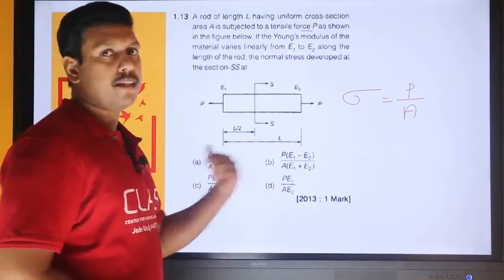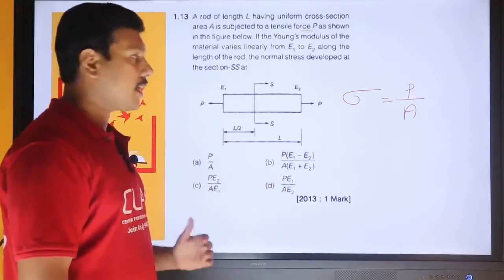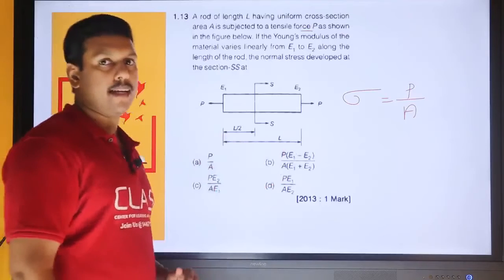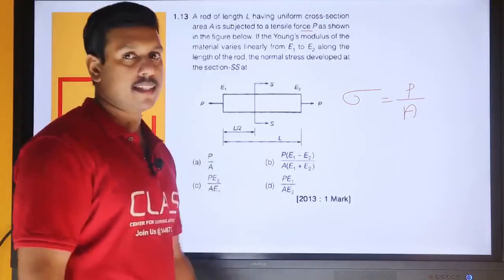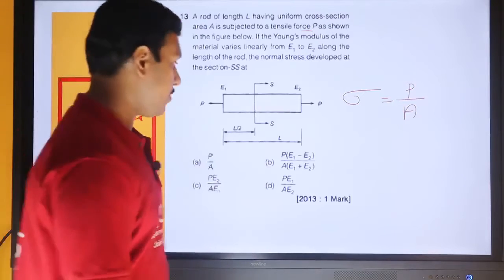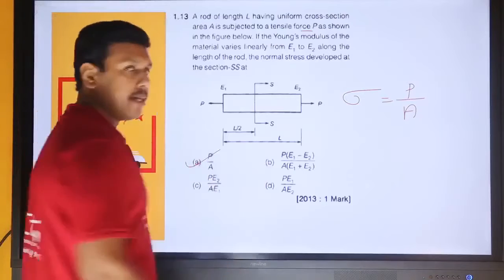Stress is independent of material property. If load and area of cross section are given, stress is equal to load by area. This does not depend on any material property like Young's modulus, rigidity modulus, Poisson's ratio, etc. So the answer is option A, P by A. P by A is the answer.